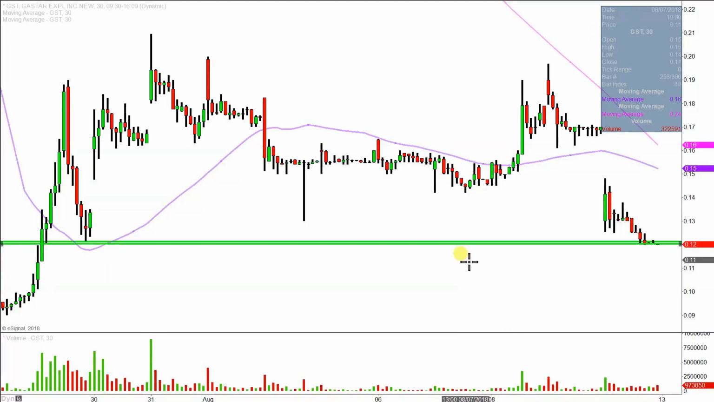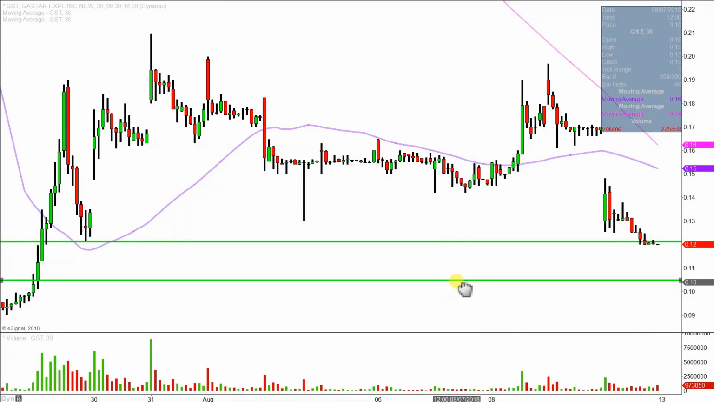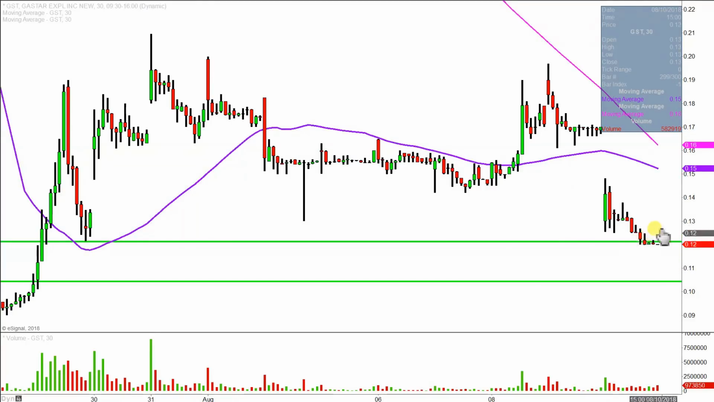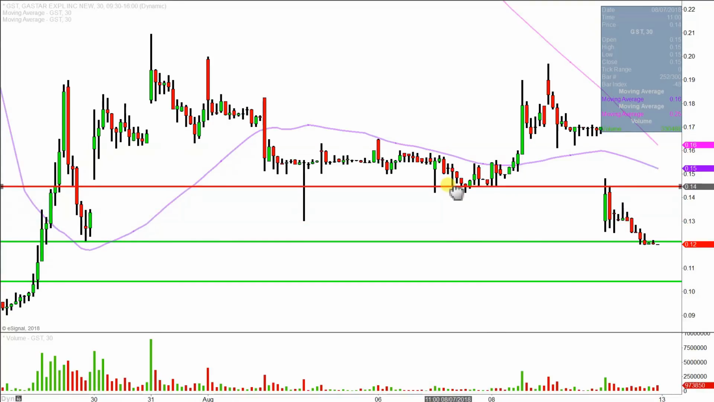Now, if the price pulls back some more, the next key level of support would then be right around the 10.5 cent mark. So going into next week, 12 cents and 10.5 cents, two initial areas of support. As far as resistance is concerned, key level going to be right up there at 14.5 cents if there's any sort of worthwhile bounce. So we'll see what happens with it.